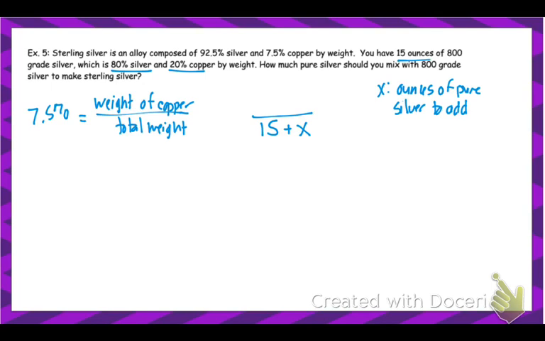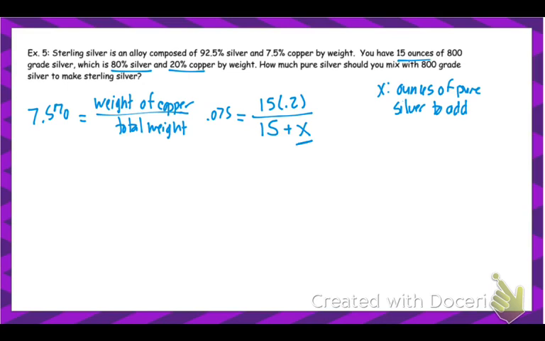Well, again, we're not changing the amount of copper. The amount of copper we currently have is 15 ounces, and of that 15 ounces, 20% is copper. So 15 times 0.2 is the actual amount of copper we have in our product. So we're going to keep adding silver until that percentage is 7.5%, or 0.075. So that's our rational function.